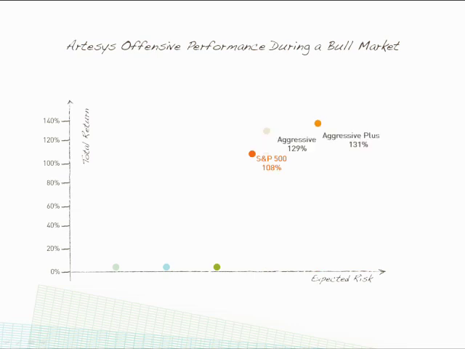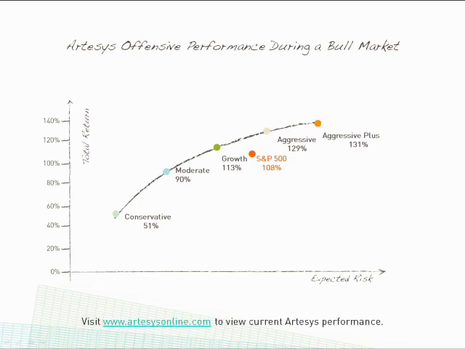These portfolios were engineered to assume more risk in order to achieve a higher rate of return during the rising market. The growth, moderate, and conservative portfolios finished at 113%, 90%, and 51% respectively, according to their lower levels of risk. They assumed less risk and therefore yielded less return. And when we connect the 5 portfolios, again we see the efficient frontier curve, a near-perfect distribution of returns that validates our methodology. For more current Artesis performance and performance since inception, please visit Artesis website.